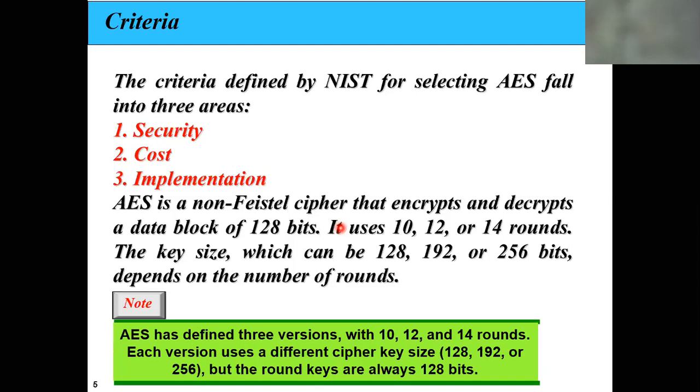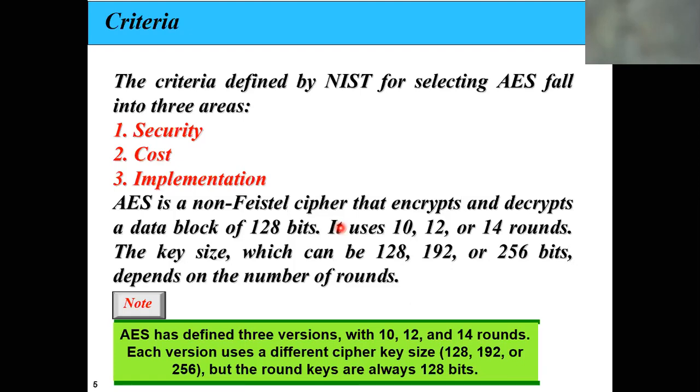This ensures a thorough, transparent analysis of the submitted algorithms. NIST specified that the new Advanced Encryption Algorithm must be a block cipher capable of handling a 128-bit block using key sizes of 128, 192, and 256 bits.